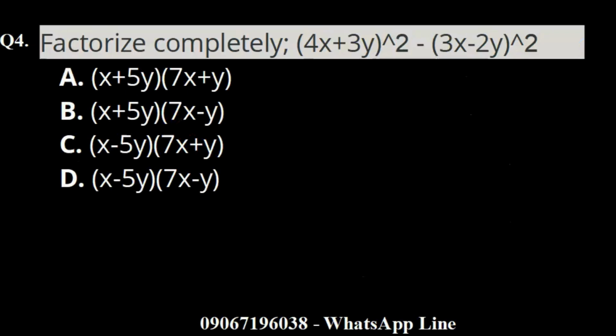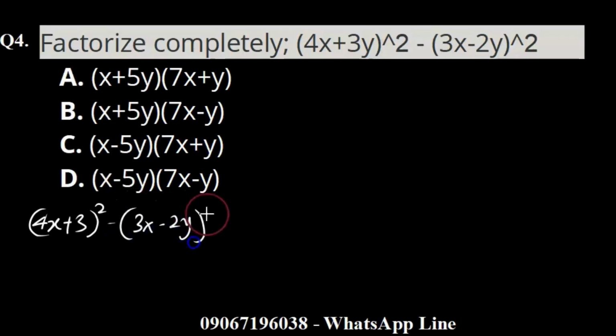Now in the next question, we're asked to factorize this expression completely. So what do we do? First of all, look at this equation. Something is similar. This is going to be 4x plus 3, all squared, minus 3x minus 2y, all squared. You see that this is almost close to what we know as the difference of two squares, which is a squared minus b squared. So how do we expand this? We have to use the concept of difference of two squares to solve this.